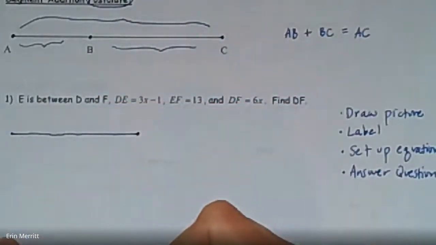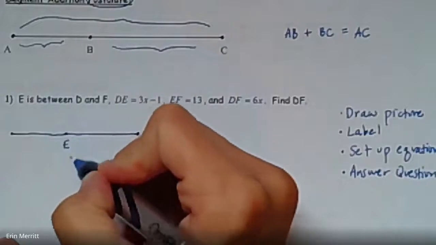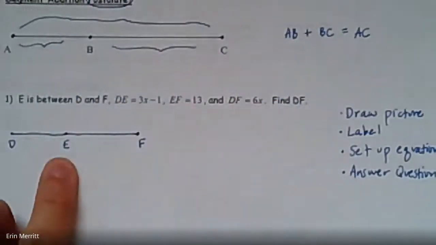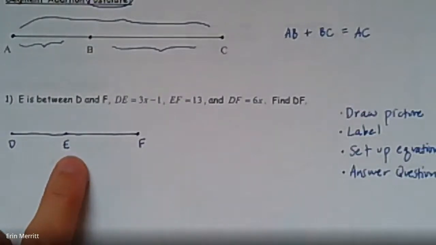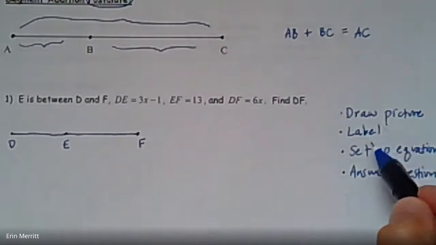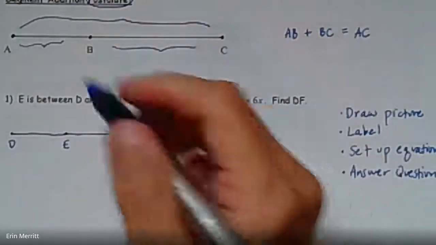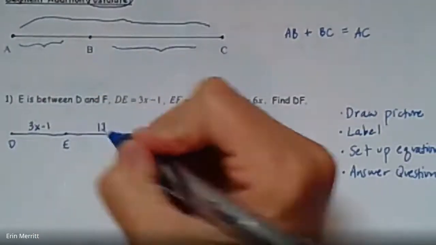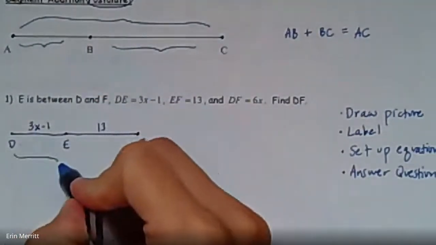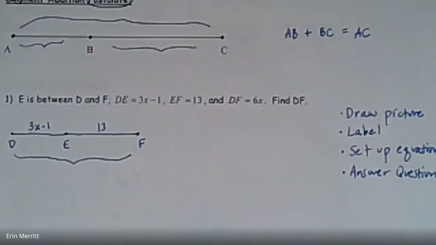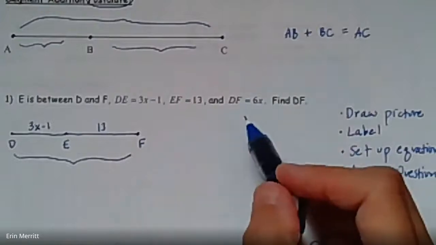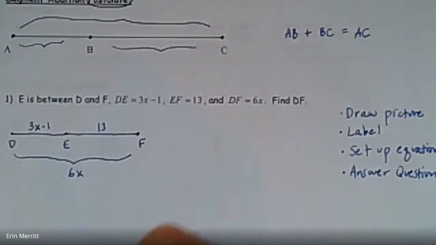Don't overthink it. If E is between them, put E somewhere between, and then D and F can go to the endpoints. Don't worry if it's not directly in the middle because you have no idea if it's in the middle or not. So just plop it on there somewhere. All right, now let's label it. DE is 3x minus 1, EF is 13, and then DF. I like using the little curly bracket. If that's tough for you to do, just use a straight bracket maybe there, and label DF as 6x.